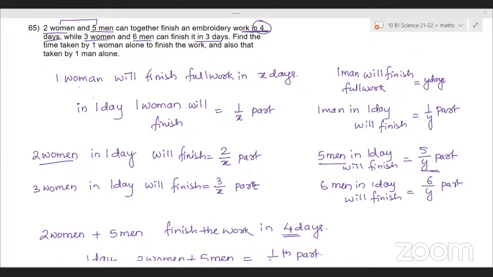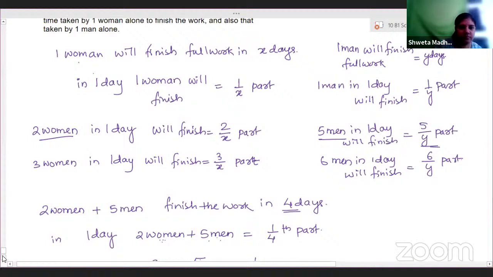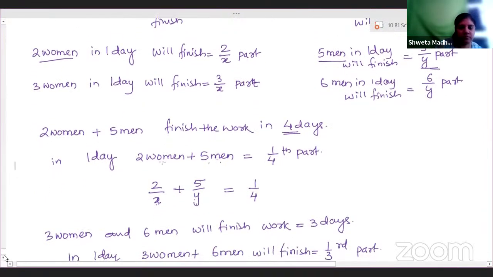Ma'am, could you please scroll down? Now you have scrolled down. It is only 1 by X and 1 by Y that will finish, right? Okay.